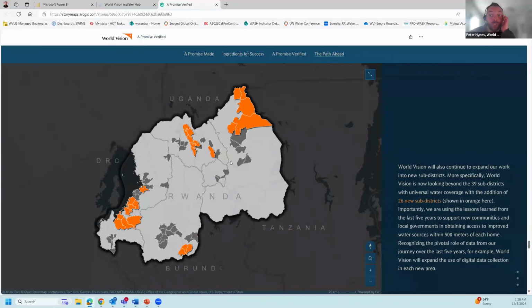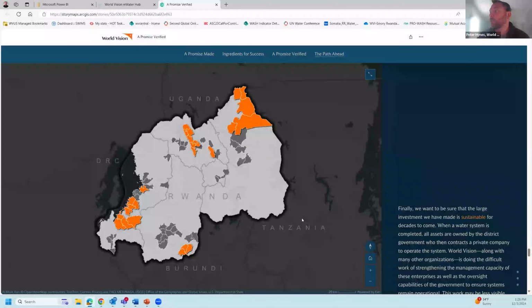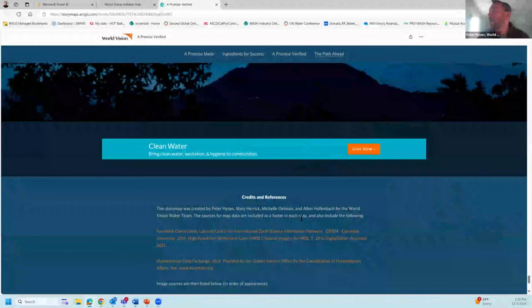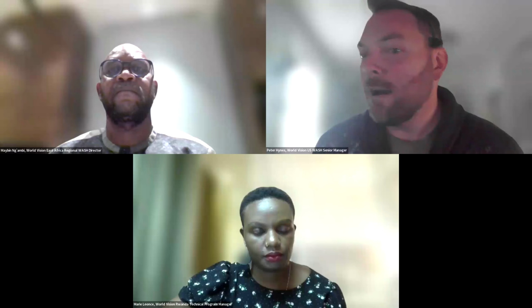So I guess I'll just leave here with saying, I went a smidge too far. Even though we did do a ton of great work in Rwanda, 39 sub-districts, that does not mean Rwanda as a country is fully reached with water access. All of these orange areas on the map now are areas that since we started in 2018, 2019, World Vision Rwanda has opened new areas of operation in, and are continuing to work in. So we are still doing water, sanitation and hygiene work in Rwanda, just outside largely of the 39 districts where we've already claimed universal coverage. So I will stop sharing there.